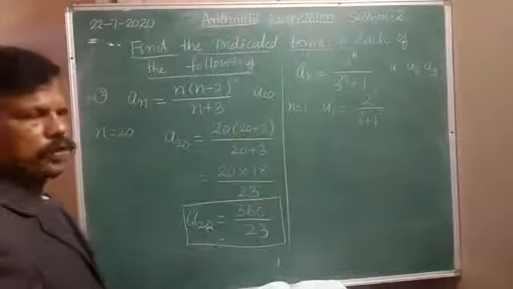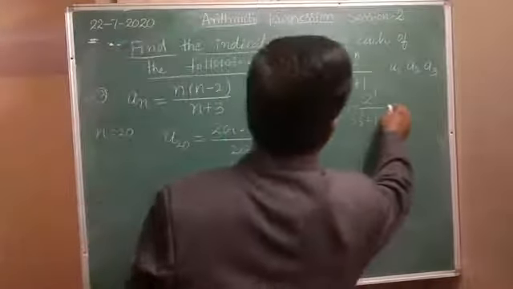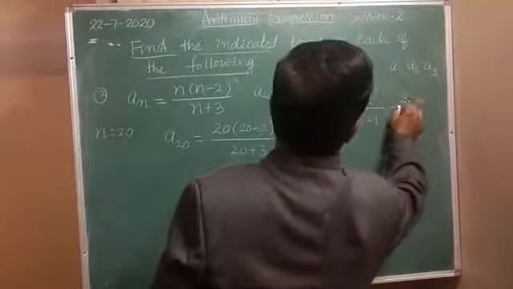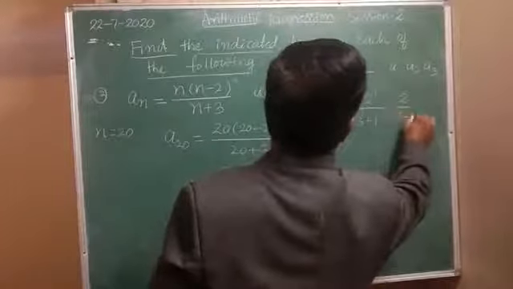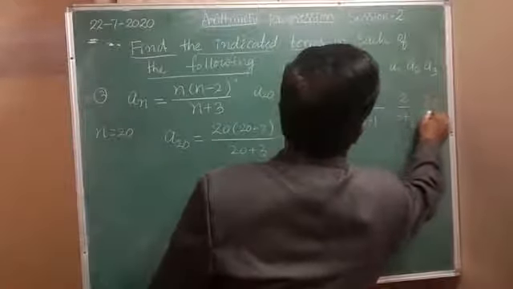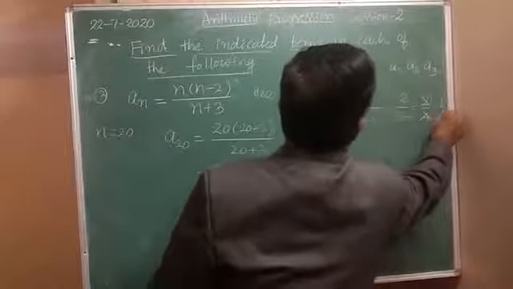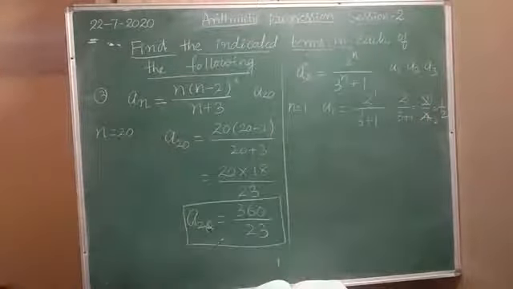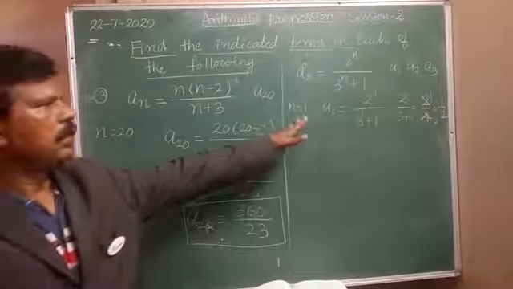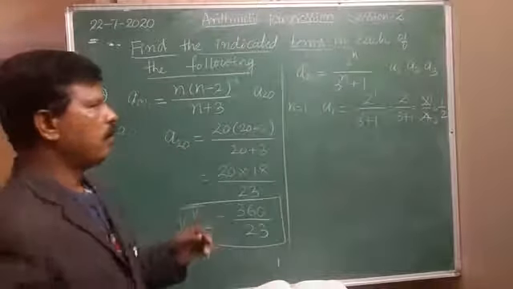Look at that substitution. n place is 1. So 2 to the power of 1 is 2. 3 to the power of 1 is 3, plus 1. That is 2 by 4. 2 ones are 2, 2 twos are 4. That is 1 by 2. Look at that. In place of n, substitute 1.